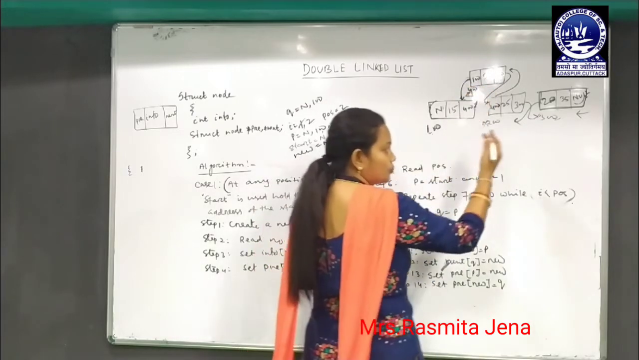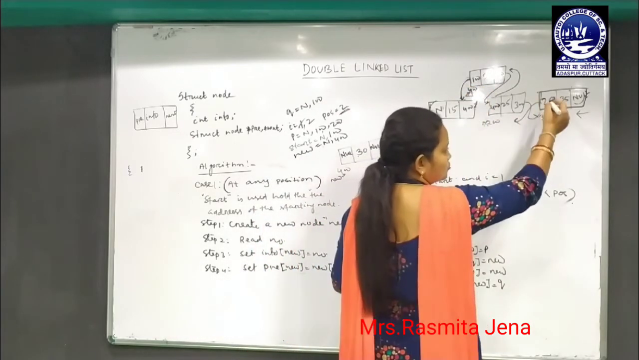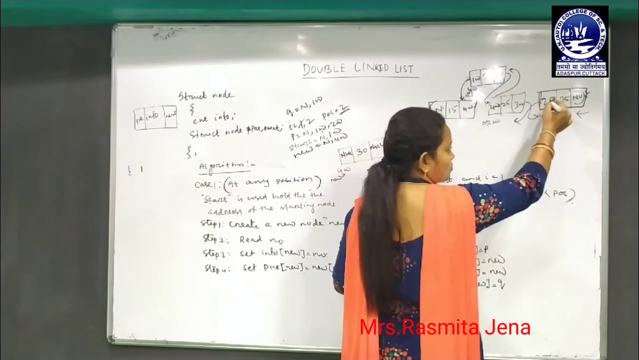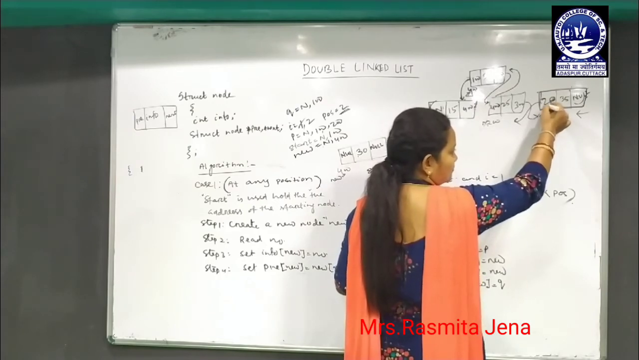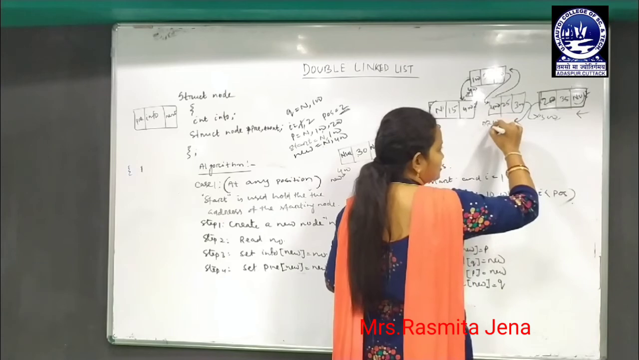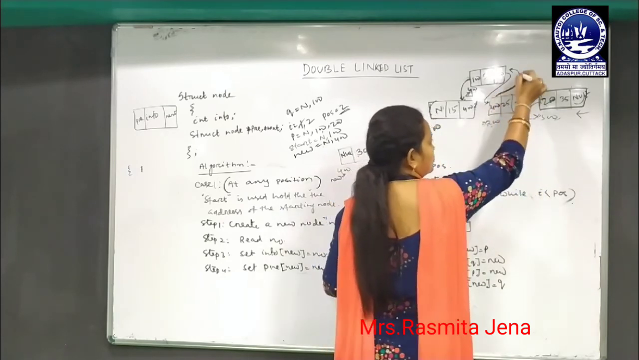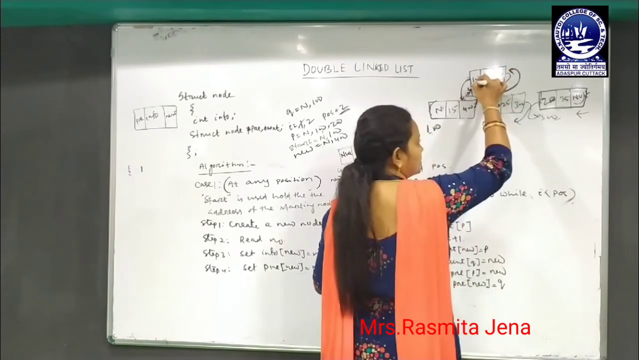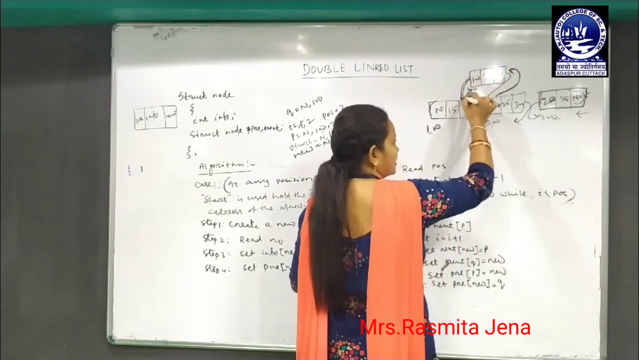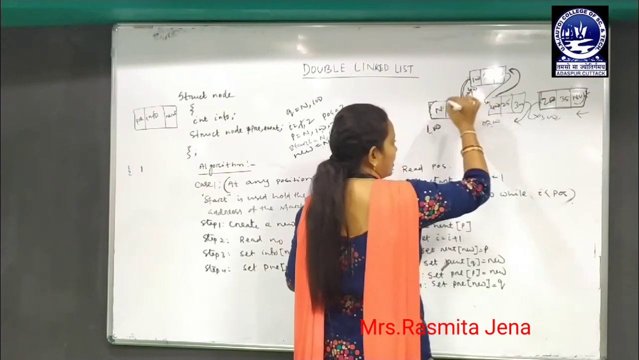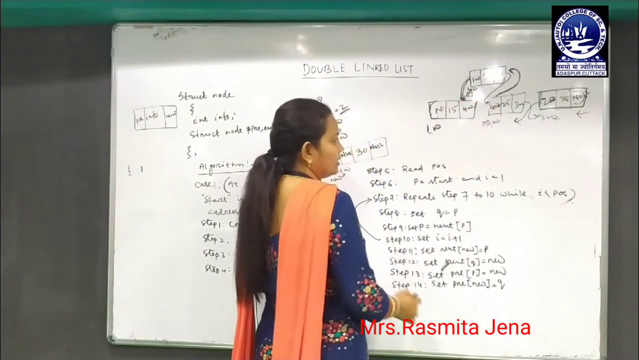Then suppose we go for the forward traversing. So first we will visit this node. Next, the previous part of this node contains 200. So next we visit this node. The previous part of this node contains 400. So next we visit this node. At the previous part of the new node contains 100. Then it will point to this node, and the previous part of this node contains null.